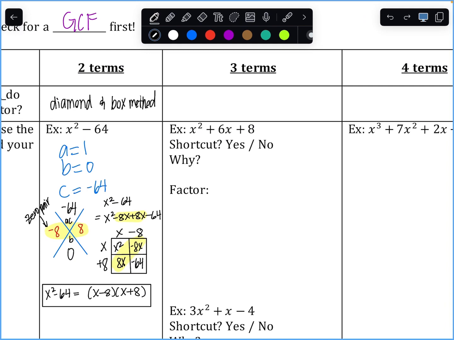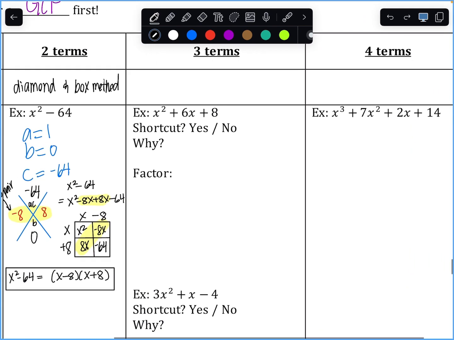Now we look at the 3 term, and let's label A, B, and C. What's A equal to? 1. And then B is 6, and C is 8. We want to see if we can use a shortcut, but we'll come back to it. The answer is yes, we can use a shortcut, but let's see why. Let's start with the long way. A times C is equal to 8, and B is 6.